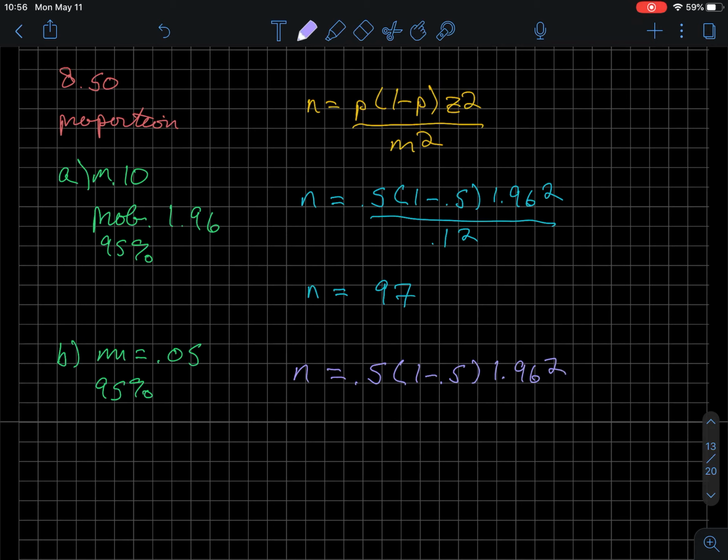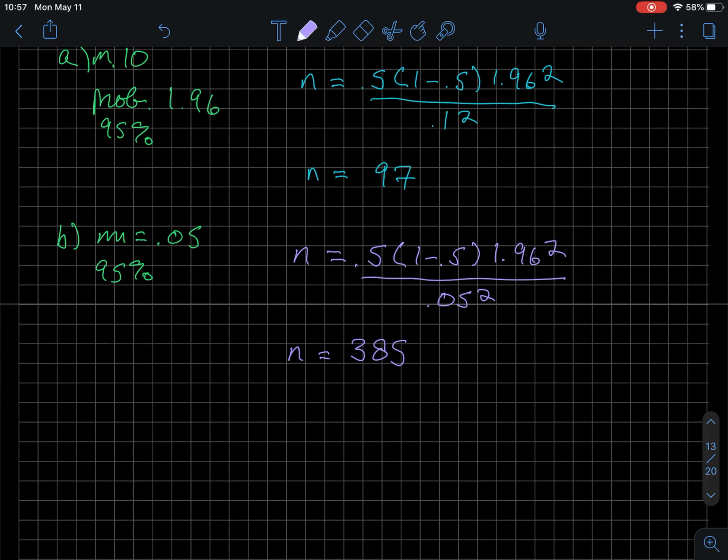And the difference is going to be in this one, so that top part is the same as the other one. The only difference is that this is going to be 0.05 squared, so it's a smaller margin of error. And if we solve this all out, which I already have, we're just going to walk through the math real quick, we should get 385 people.